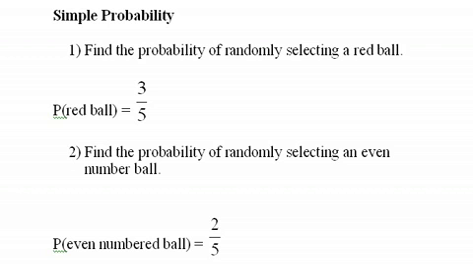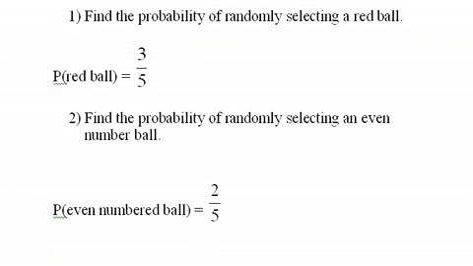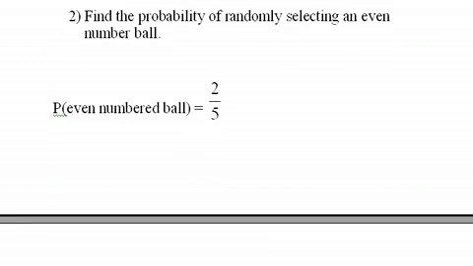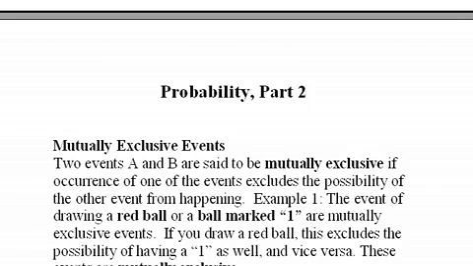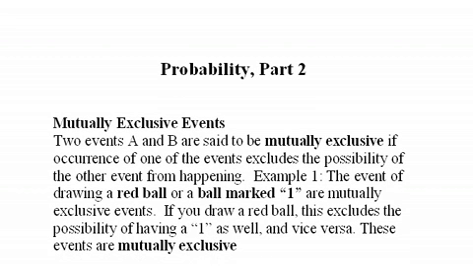In the second part, we'll begin looking at other, more complex kinds of probabilities. We'll first start with mutually exclusive events, defining that.